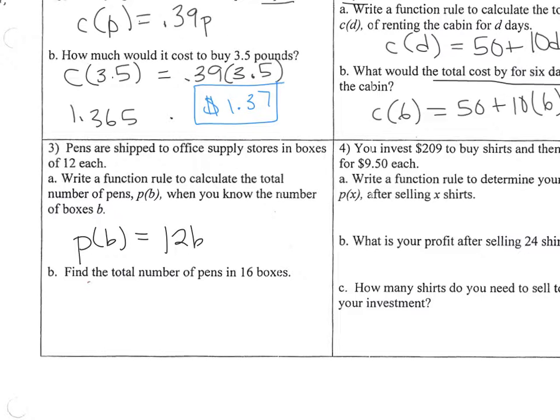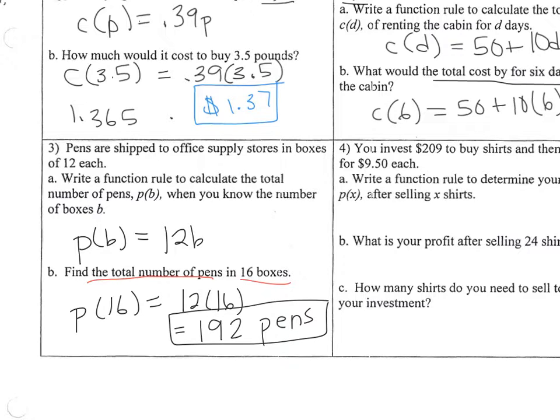Find the total number of pens in 16 boxes. So let B be 16. So it's P of 16 equals 12 times 16. So you do 12 times 16 and you get 192. So 192, don't forget your units, which is pens. Now this would be a discrete situation because you can't buy parts of a box or parts of a pen, so it would be discrete.